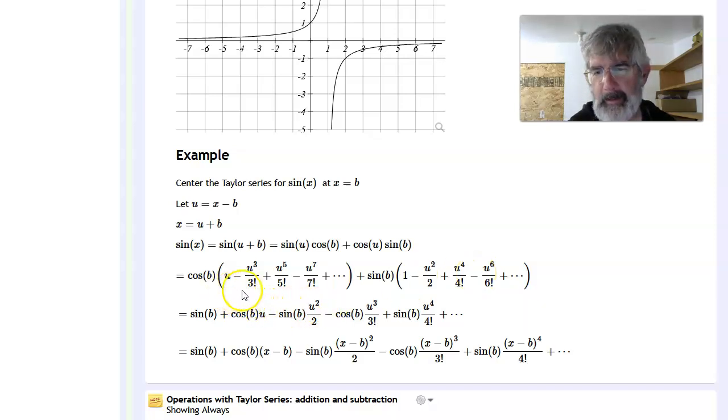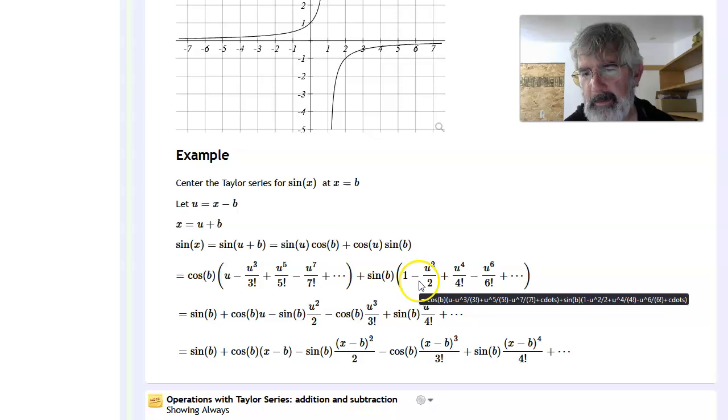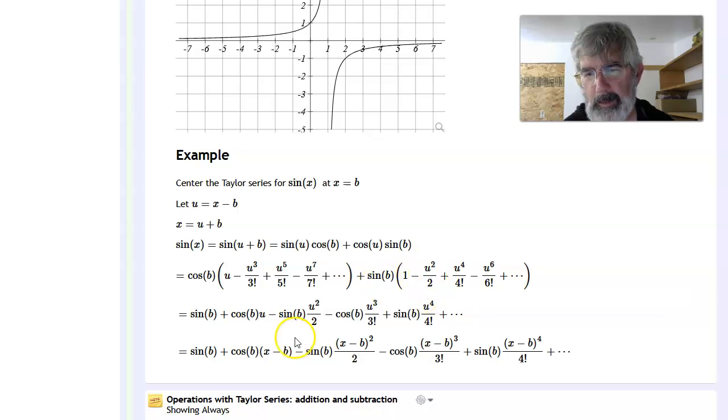And what do I get? I'm distributing and combining a lot of things. So the constant thing here is just the sine of b times 1. That's here. There's a linear thing, so cosine of b times u. That's right here. There's a quadratic, minus sine b times u squared over 2. So there's my minus sine b times u squared over 2. There's a minus cosine b times u cubed over 3 factorial. And then there's a plus sine b times u to the 4th over 4 factorial.